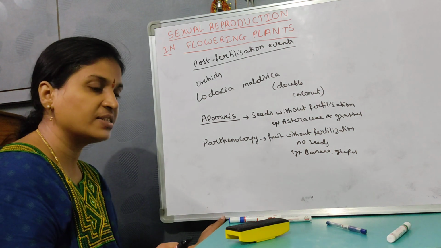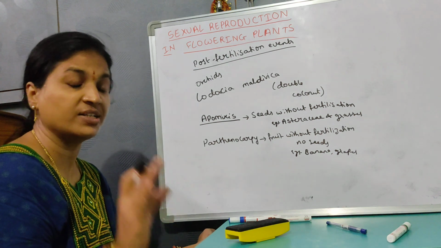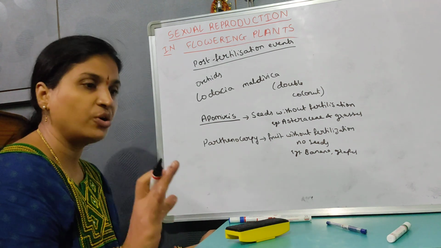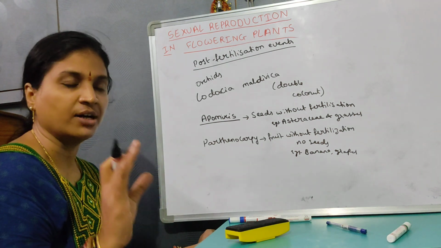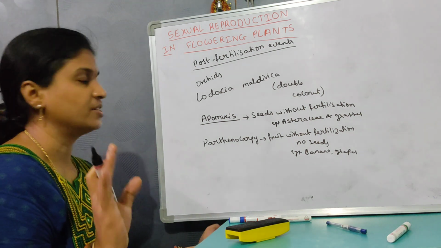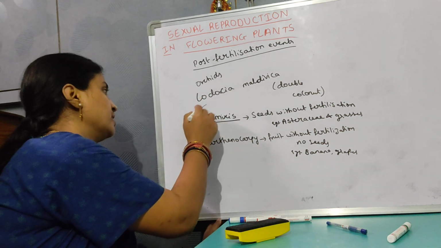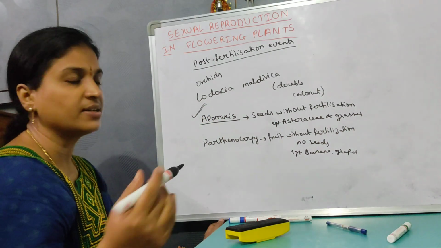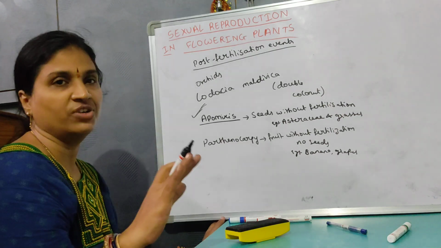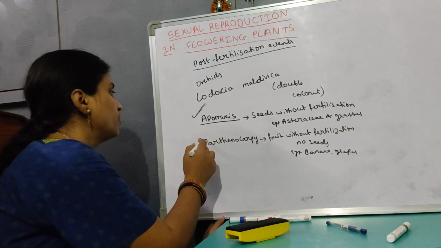So in this case there is an assured asexual reproduction, but without pollinators. Here the embryo can be formed from nucellar cells, or from the egg cell, diploid egg cell, but without fertilization.